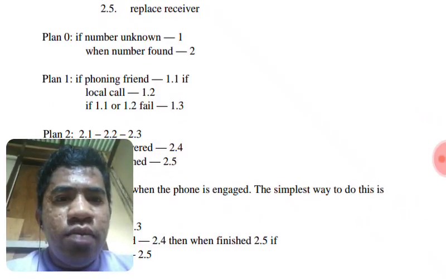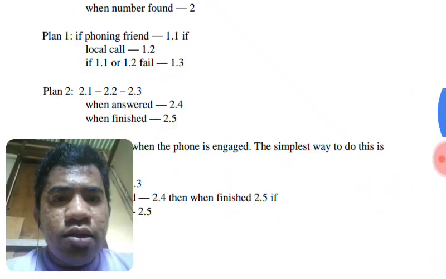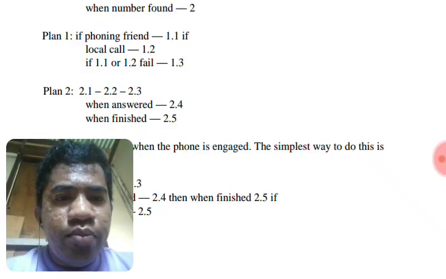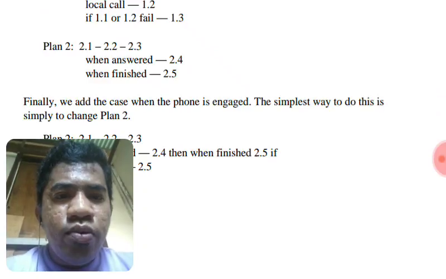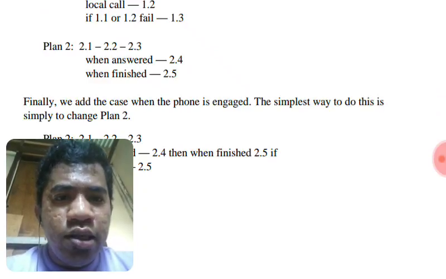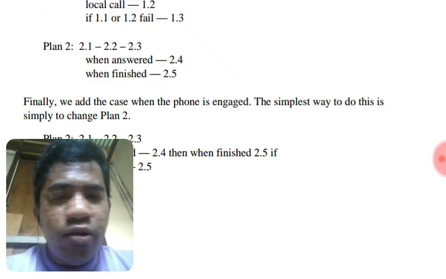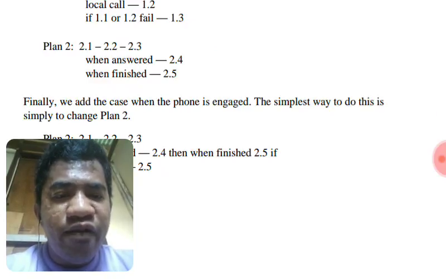Plan 0: if number unknown, 1. When number known, phone, 2. Plan 1: if phoning a friend, 1.1. If a local call, 1.2. If 1.1 or 1.2 fail, 1.3. Plan 2: 2.1, 2.2, 2.3. When answered, 2.4. When finished, 2.5.